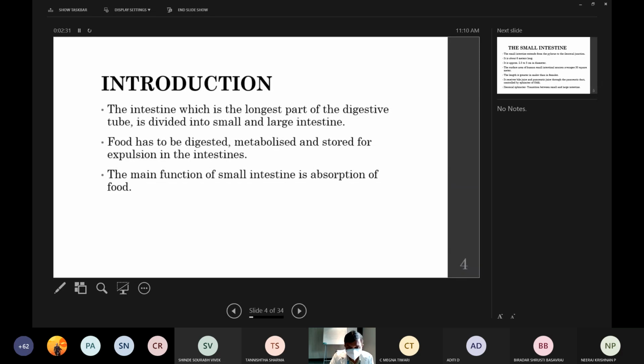The intestine is divided into a small intestine and a large intestine. The main function of the small intestine is digestion and absorption of the food.